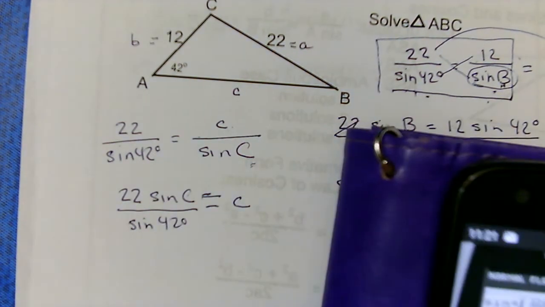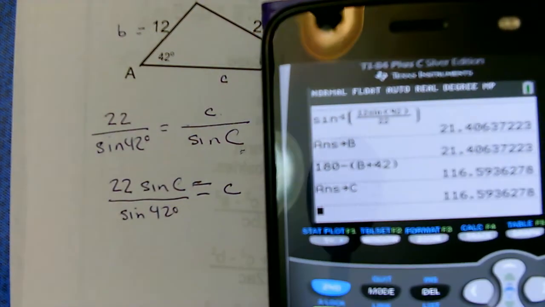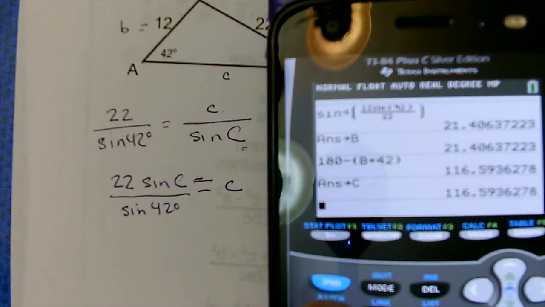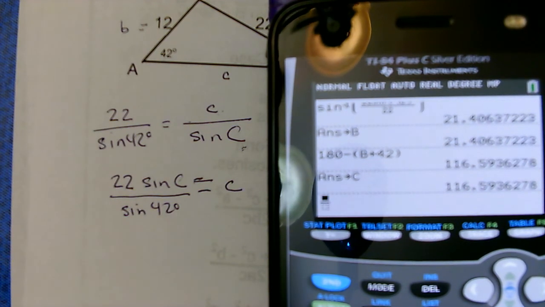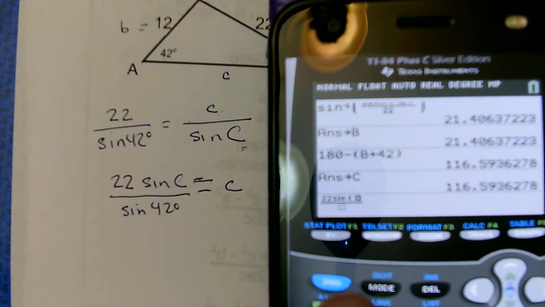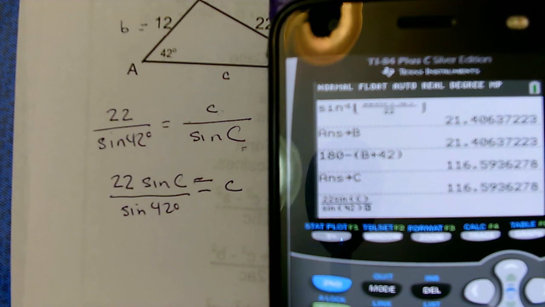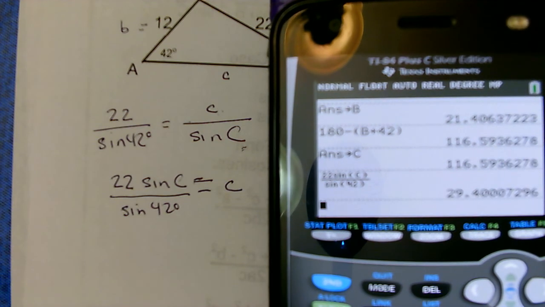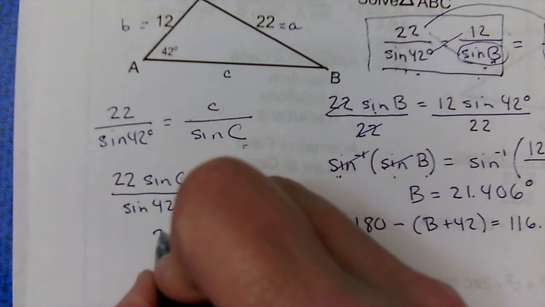And now I'm going to put that into the calculator. So I'm going to use my fraction template. 22 times the sine of alpha C, close parentheses, over the sine of 42, close parentheses. And I get 29.400 to 3 decimal places.